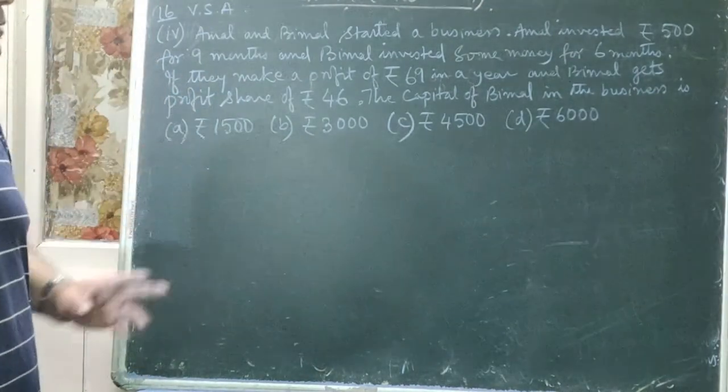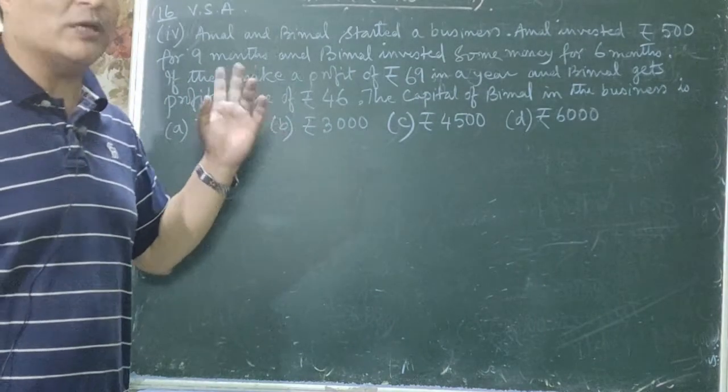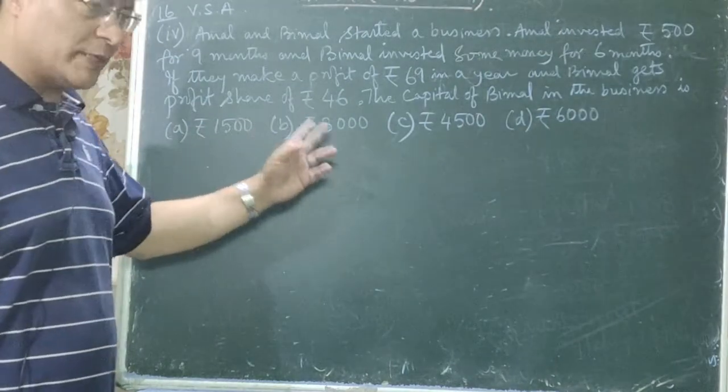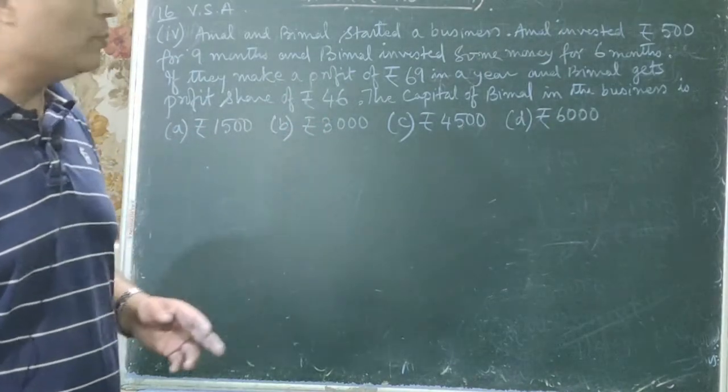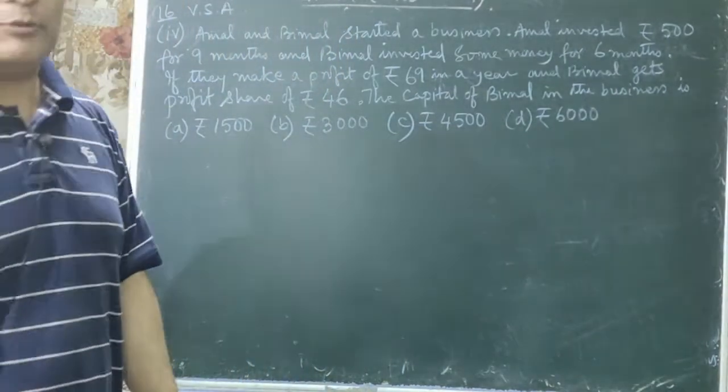So the capital of Bimal in that business is how much? We have to find out how much Bimal's investment was. Is it 1500? Is it rupees 3000? Is it rupees 4500 or is it rupees 6000? So which is the correct option? You have to check it.